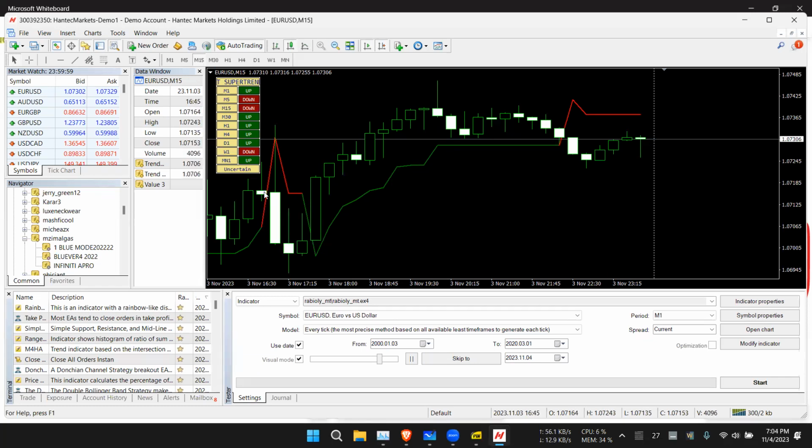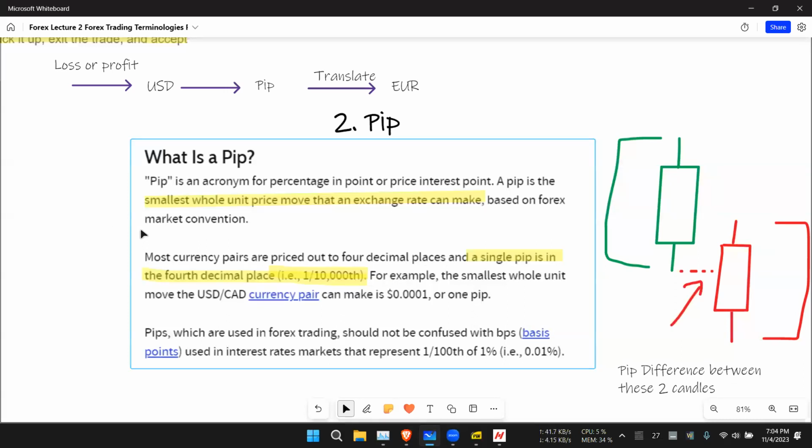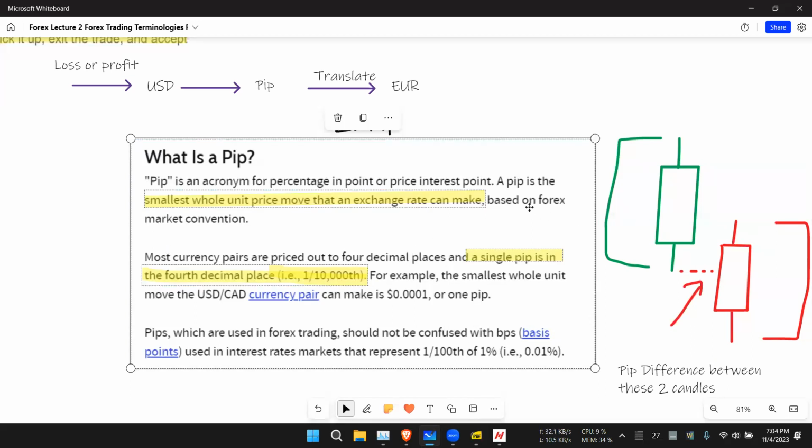right? It started on 1.70164. It closed on 1.07153, right? So each candle has a different pip. Each candle is moving, right? Whether in downward trends or in upward, yeah, definitely. So based on Forex market convention, most currencies are priced out to four decimal places.